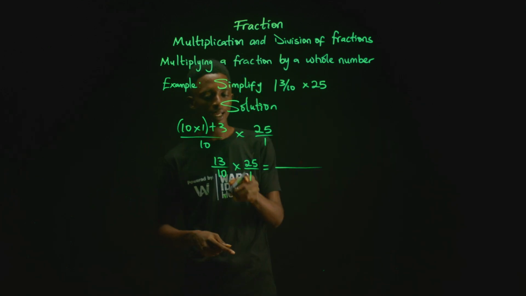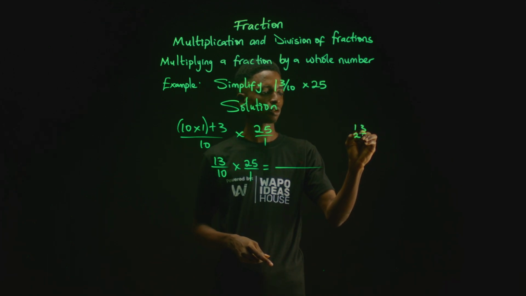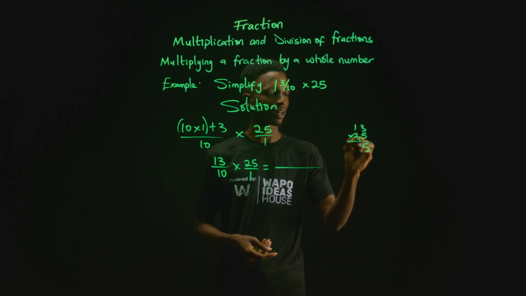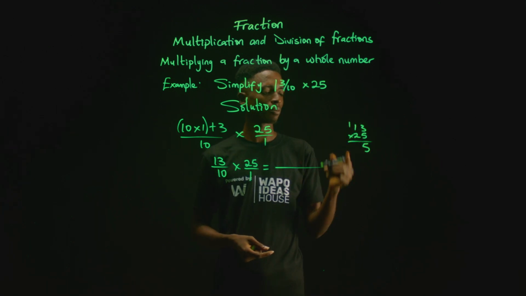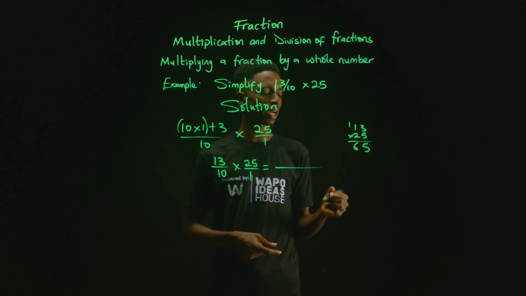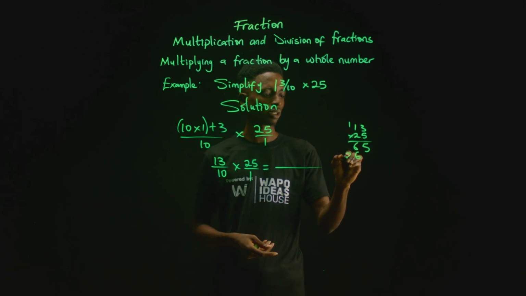Now let's multiply 13 by 25. So we have 13 and then 25. 5 times 3, that is 15. 5, carry the 1. 5 times 1, 5 plus 1, we have 6. And then 2 multiplied by 3, we have 6. 2 multiplied by 1, 2.